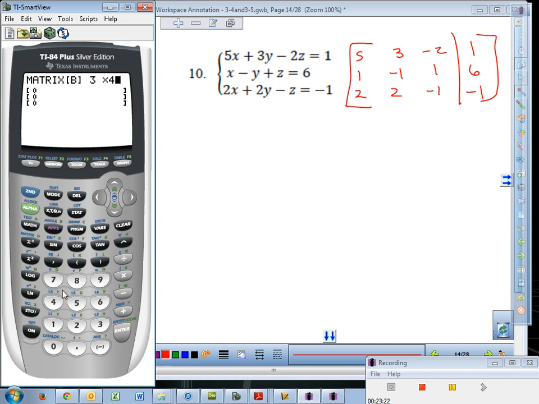Now, if you wanted to change matrix A, you could. It's whatever you're comfortable with, but you're going to have a bunch of 2 by 3s and a bunch of 3 by 4s. I like to have them both in my calculator. So then go back and type all those in. Go down.